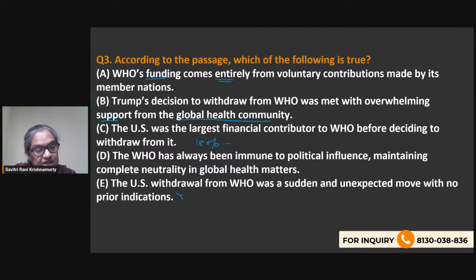This is obviously wrong because he said even in his earlier term he tried to do it, so this is not correct. Always been immune to political influence. He hasn't spoken anything about the recurrence of political influence or the absence of it. Was the largest financial is correct. Now, it was met with overwhelming support is wrong. We do not know if it comes entirely from, right? Therefore, C is the correct answer.